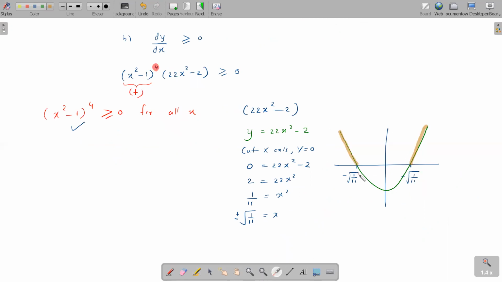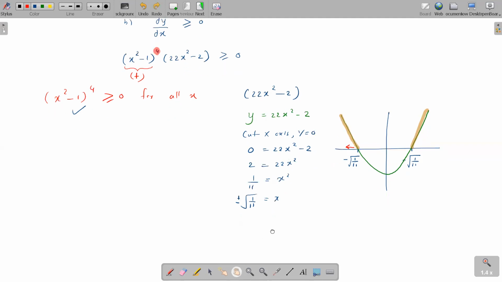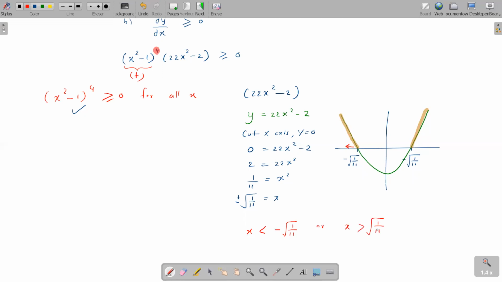So for x values smaller than minus 1 over root 11, and for x values greater than plus 1 over root 11, do you guys see that? For x values beyond these, your y values are all positive. This is P1 actually. So what I'm doing right now, this section is P1. So the x values that you need to get y values greater than or equal to 0 are x values less than minus 1 over root 11, or x values greater than plus 1 over root 11.